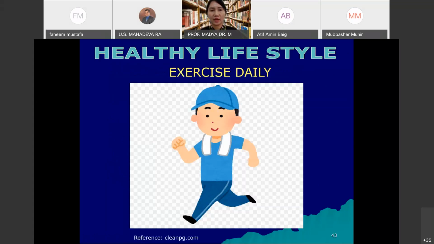Lastly, I would like to give some basic recommendations for a healthy lifestyle. We should exercise daily, even though, like the professor jokes, we cannot do hard exercise. We should walk around 5,000, 7,000, up to 10,000 steps per day.